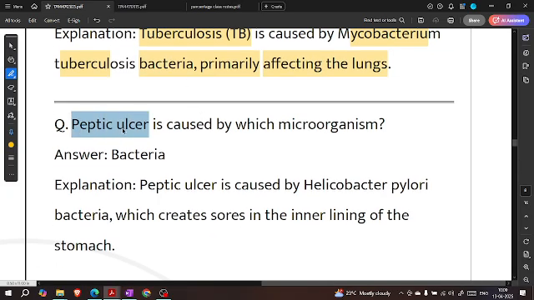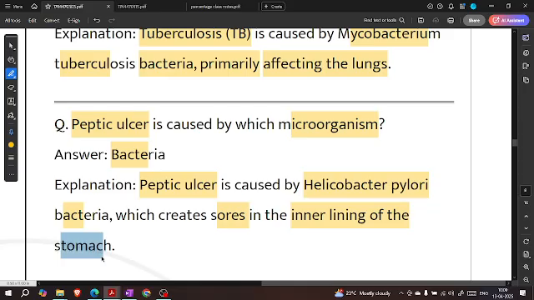Peptic ulcer is caused by which microorganism? Bacteria. Peptic ulcer is caused by the Helicobacter pylori bacteria, which creates sores in the inner lining of the stomach.